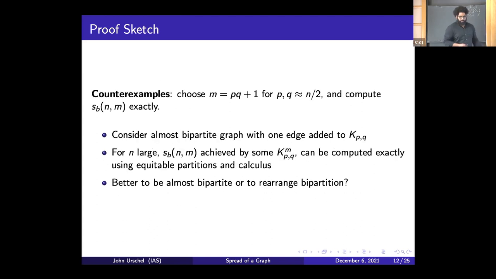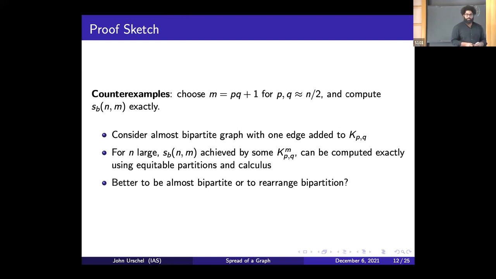The counterexample is also intuitive. What you want to do is ask the question, how can I make it very difficult to be bipartite? The way you can do this is you take a complete bipartite graph and increase the size that you desire by 1. Then the question becomes, would you rather add one edge between two vertices in one of the bipartite sets, or actually rearrange the bipartition? It turns out that it is slightly preferable to just add an edge within one of the two bipartite sets. This can be computed exactly using calculus and equitable partitions. So this is the straightforward part, and I think it is very intuitive.